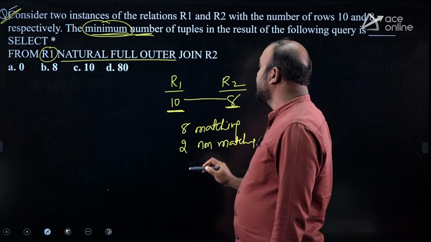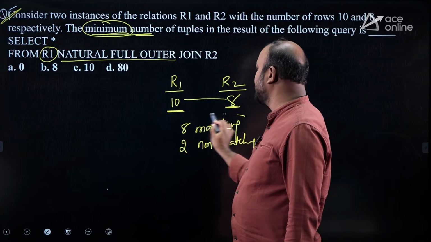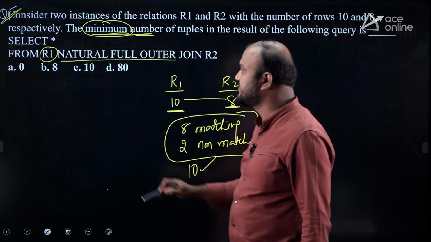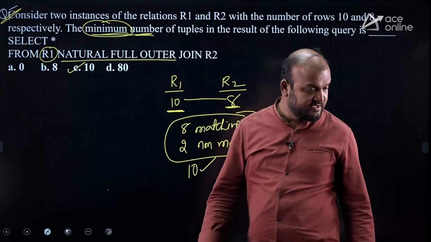That's it now. Because it is a full outer join, it will give you both matching and non-matching rows. So totally how many is possible? 10 is possible. That is option C.